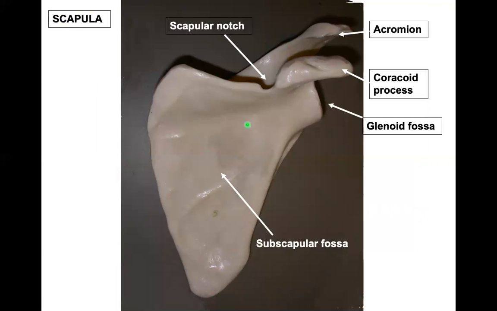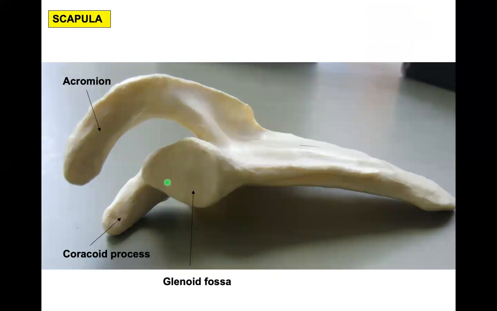If you're looking at the anterior view of the scapula, you have one large flat surface called the subscapular fossa. On the posterior aspect, you can see the acromion, and this portion would have been your spine. You have this little pronounced notch right here called the scapular notch. And then right here, I'll show you a different view as well, is where the head of your humerus joins to form your shoulder girdle. This is called the glenoid fossa.